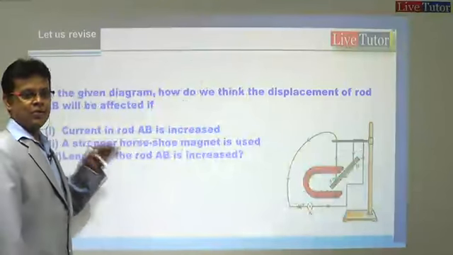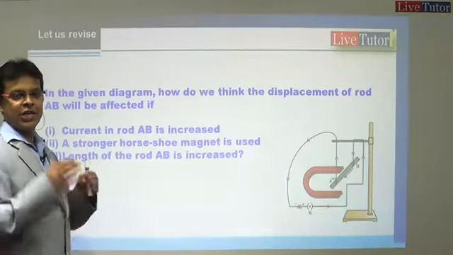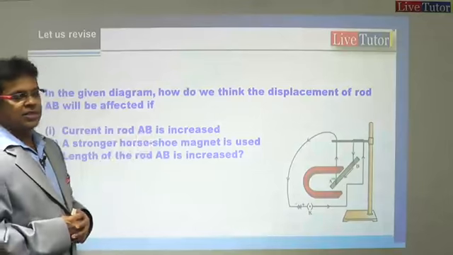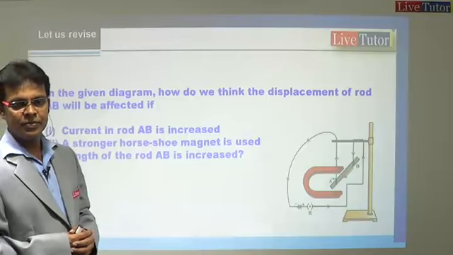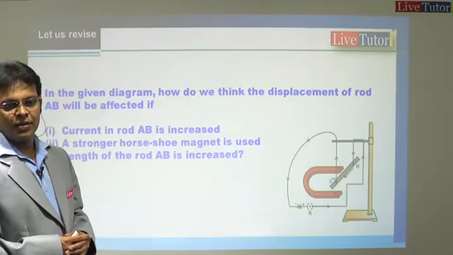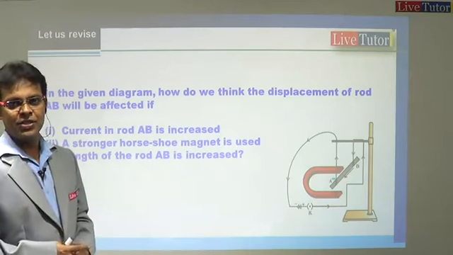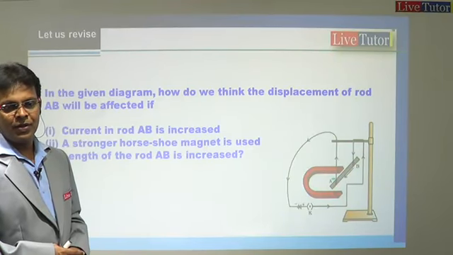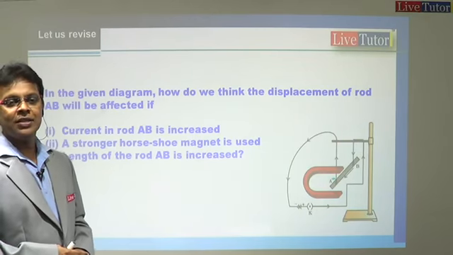Right? Can you assume what would be the result of these three? Let us check whether you are able to give the correct answer. Tell me the first one. If the current in the rod AB is increased, what will happen to the displacement of the rod? And why? Will it be more or less affected? Why?